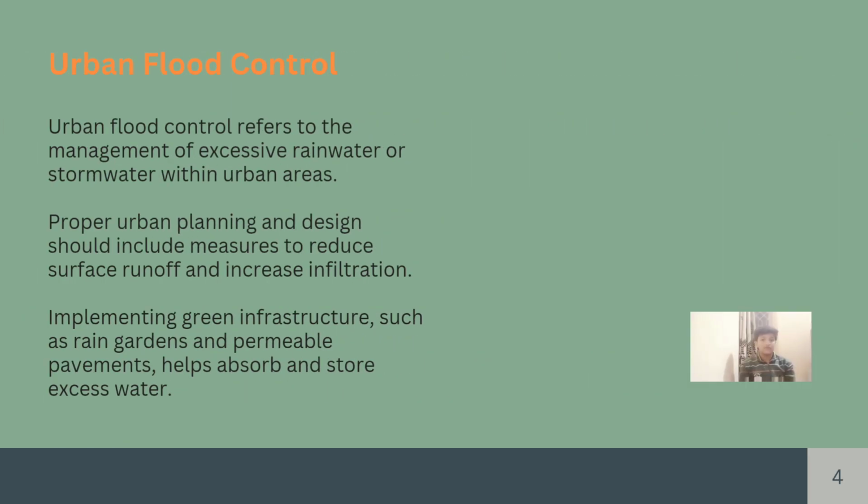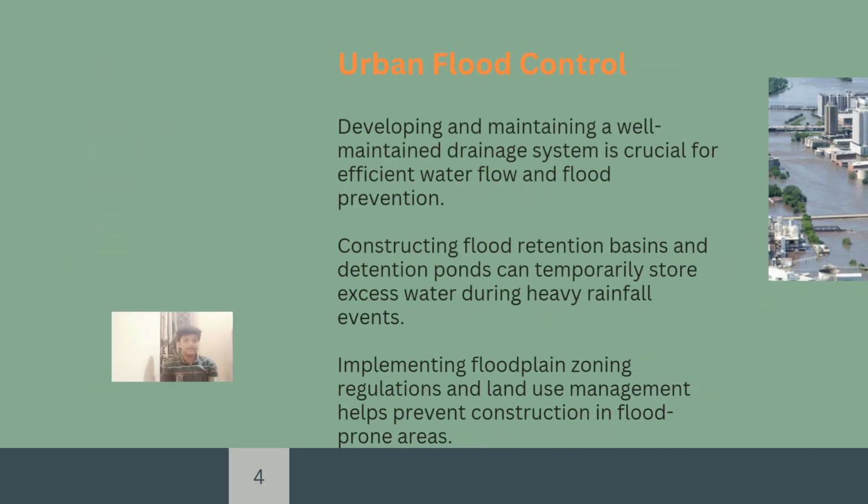Urban flood control refers to the management of excessive rainwater and stormwater within urban areas. Proper urban planning and design should include measures to reduce surface runoff and increase infiltration. Implementing green infrastructure such as rain gardens and permeable pavements helps in absorption and storage of excess water.